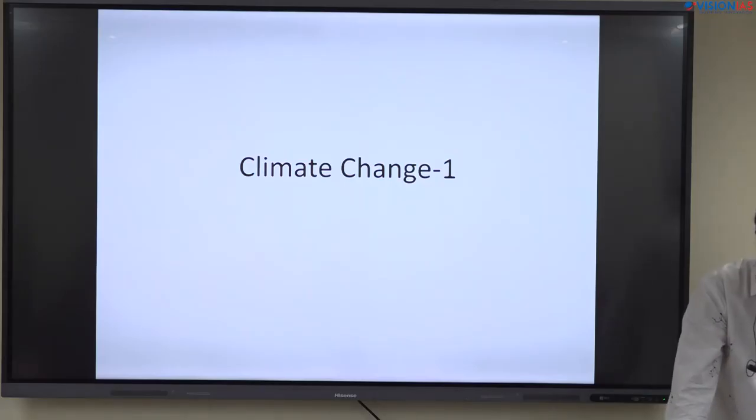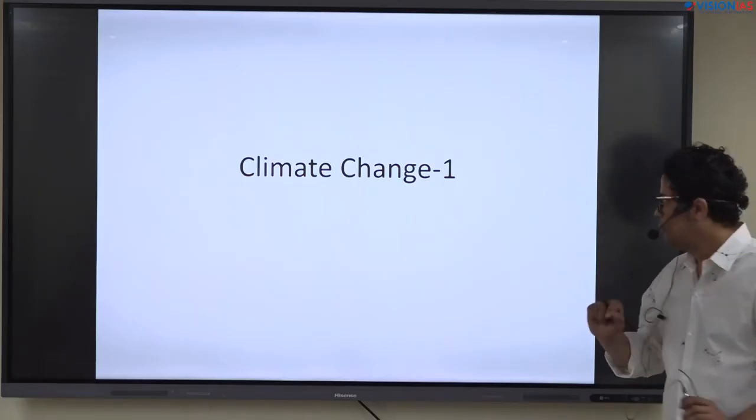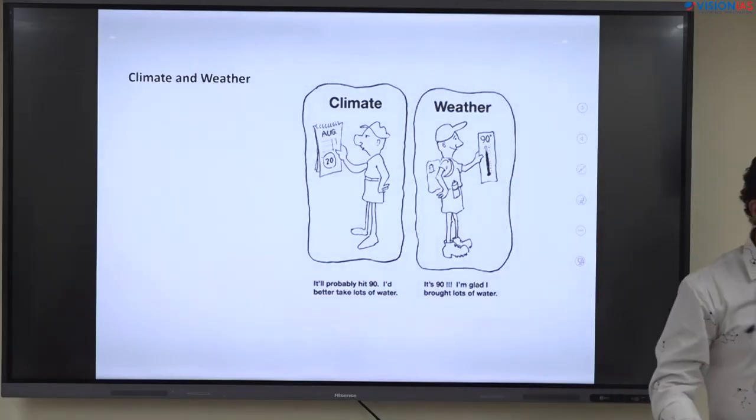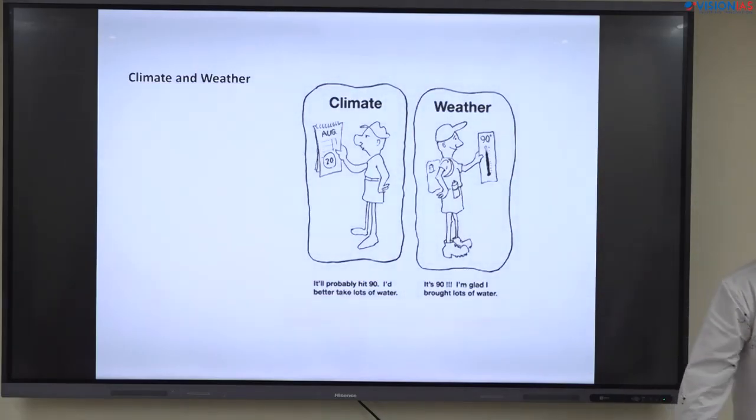Before going into details of climate change, we should understand the difference between climate and weather. What is the difference between climate and weather? Then only you can tell what is climate change.